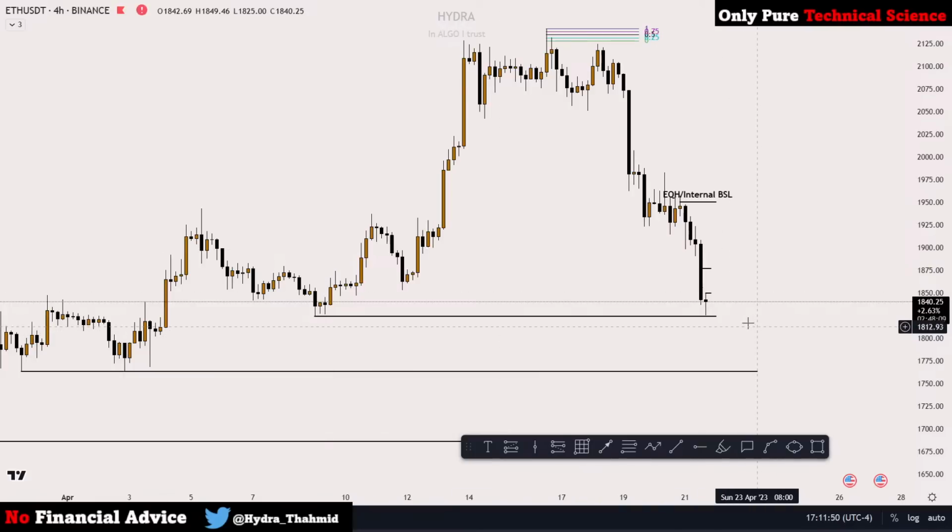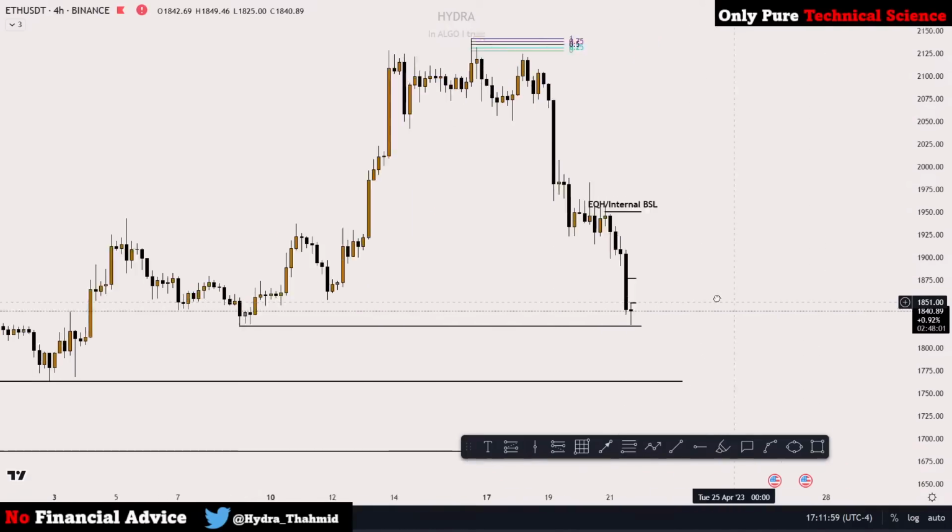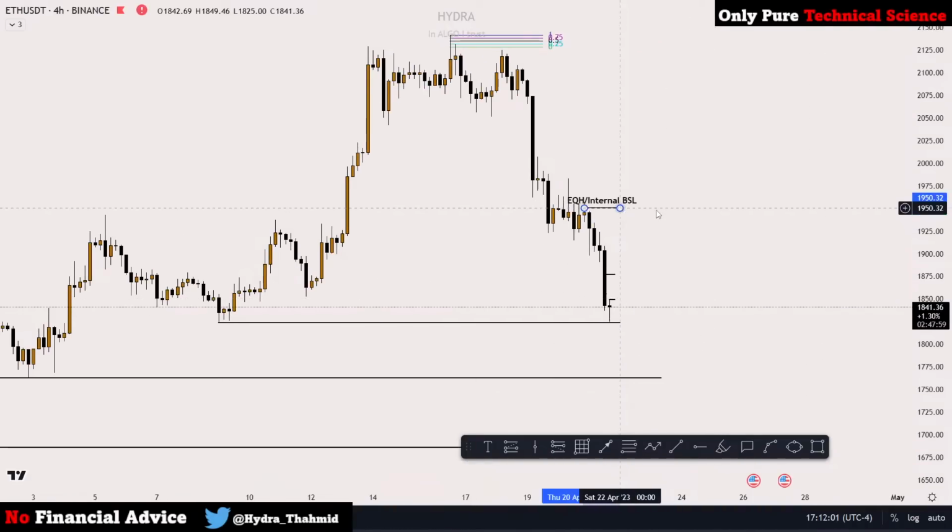So let's see, I will do a stream for about 2 hours. In between those 2 hours, if price does this move, then yeah, that's the reason I'm doing a stream. And that's what I see on the 4-hour chart. I do see this fair value, these equal lows on the 4-hour chart.